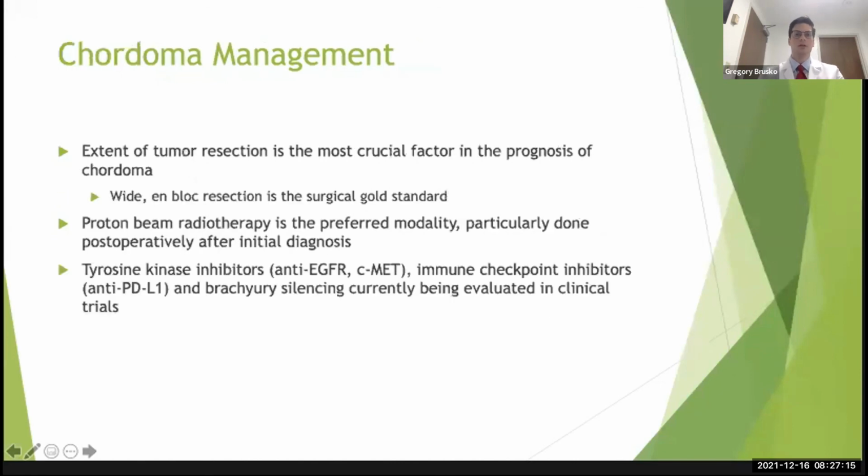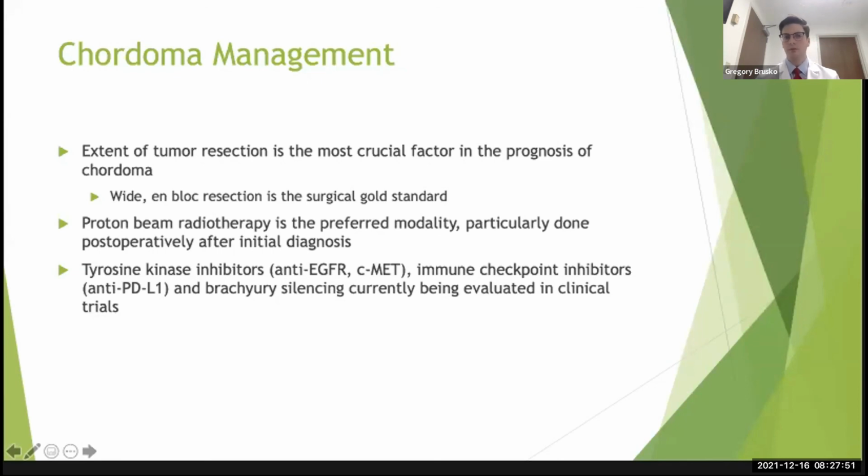And then just to touch on briefly, chordomas is sort of a hot topic. There's a lot of research being poured into the microbiology of these types of tumors in terms of trying to find a cure or at least better treatment modalities for these tumors. And again, the extent of tumor resection still remains the gold standard. Wide en bloc resection, trying to get the entire tumor out, often requires a multidisciplinary approach, particularly if it's in the sacrum. These are massive surgeries. But there are not other great adjuvant treatment options.